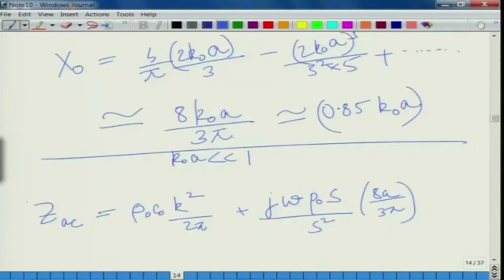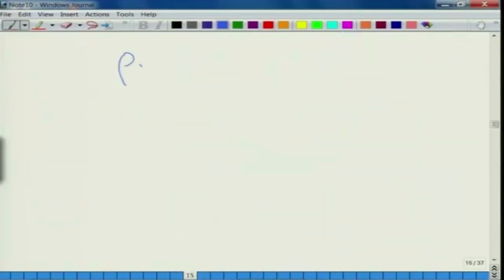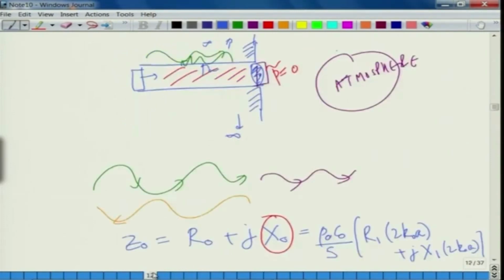So, the idea is that this is the expression. The right hand side is dominated by the positive reactance, that is this underlying part, and it has a mass which is equal to rho naught times S into 8a by 3 pi. What does it mean? It means that this is obviously kg per meter cube, this is meter square, and this is the length, meter square.